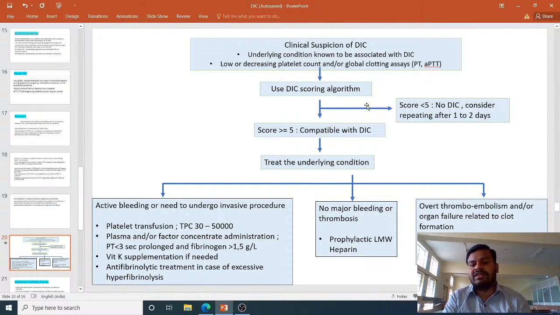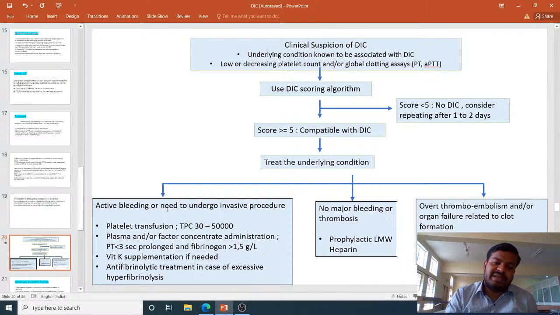So definitely, if the score is less than 5, there is no DIC. Consider repeating the test after 1 to 2 days. And if the score is more than 5, it is compatible with DIC. So we will treat the underlying condition.